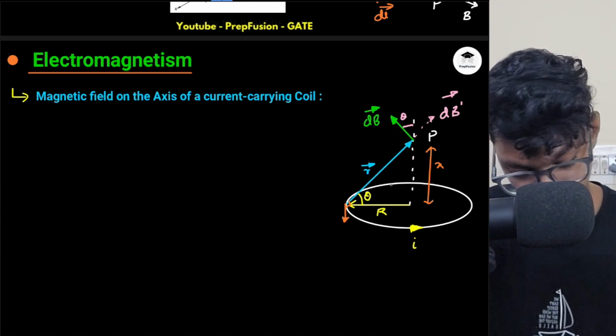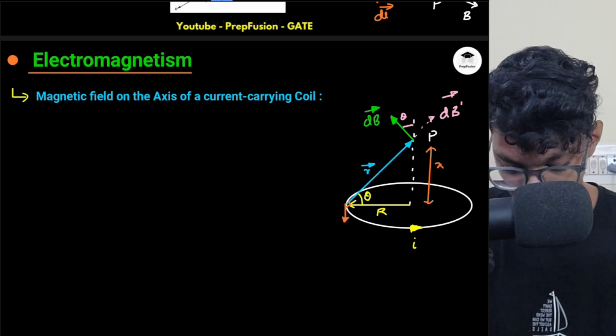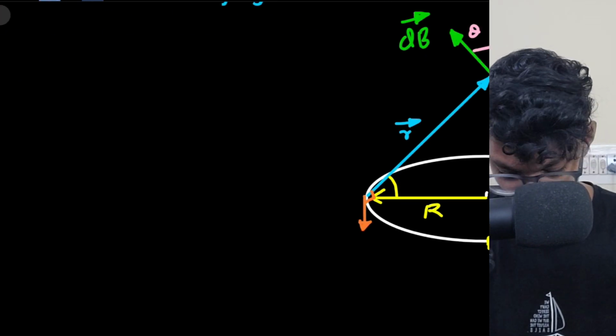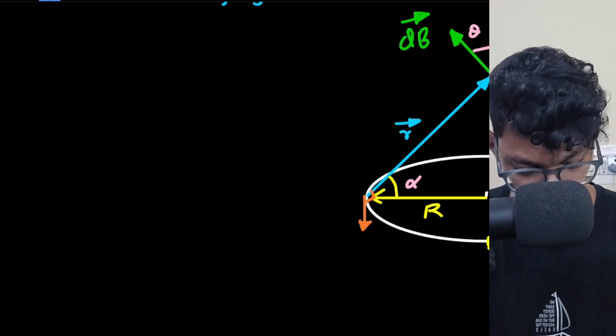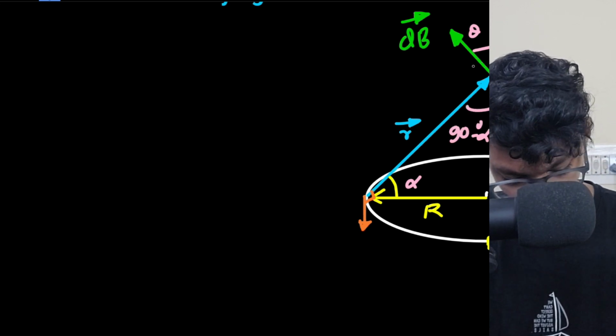Okay, just hold on. This is 90 minus theta. I will just prove it to you. Let me name this some random angle, alpha. If this is alpha, how much will this angle be? This will be 90 minus alpha, correct? And this is already 90.